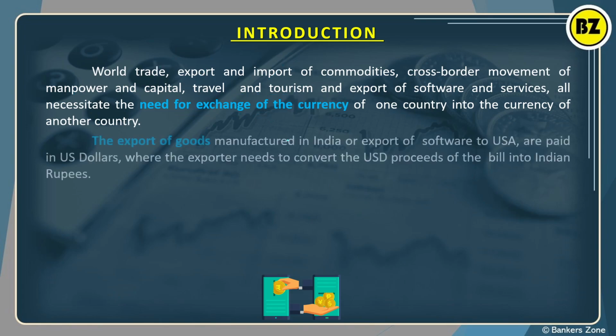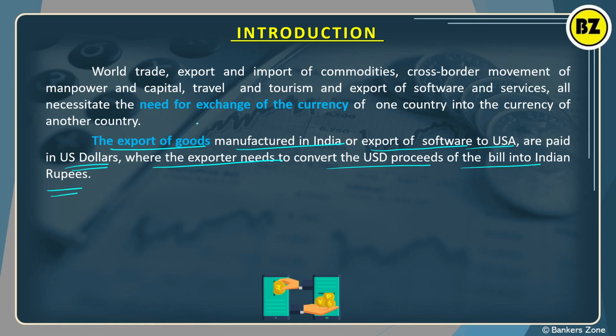Now see, the export of goods manufactured in India or export of software to the USA are paid in dollars, right? The exporter needs to convert the USD proceeds of the bill into Indian rupees. So in case of export, what is happening? Whatever we manufacture, for example Tata cars, we have manufactured the cars in India by Tata, and we are exporting them to the USA.